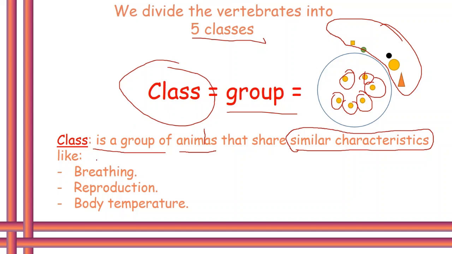Okay. What are the characteristics that the animals of the classes will share? Characteristics like breathing يعني كيف بيتنفسوا، طريقة تنفسهم. Reproduction يعني كيف بيخلفوا. Body temperature يعني حرارة جسمهم. There are many animals that have constant temperature، عندهم temperature بتضل ثابتة على طول. And there are some animals like snake that have different temperature according to the climate change.